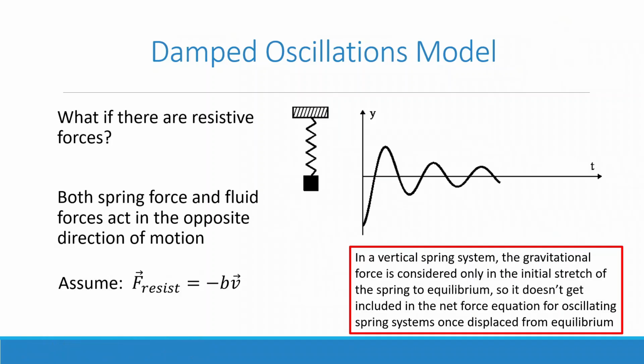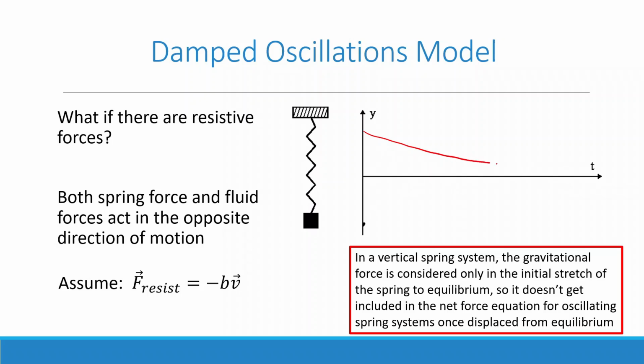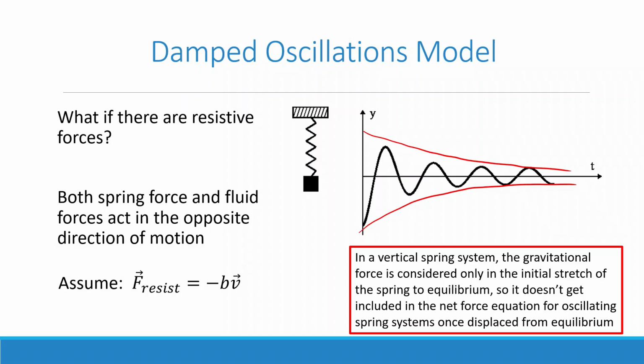So we can also have damped oscillations. This is what really happens in the real world. So if I was to put a mass on a spring and let it go, it's not going to oscillate back and forth with the same amplitude forever. It's going to have a decreasing amplitude over time. So that amplitude is going to decrease. So our resistive forces are kind of like air resistance. They're kind of like drag.